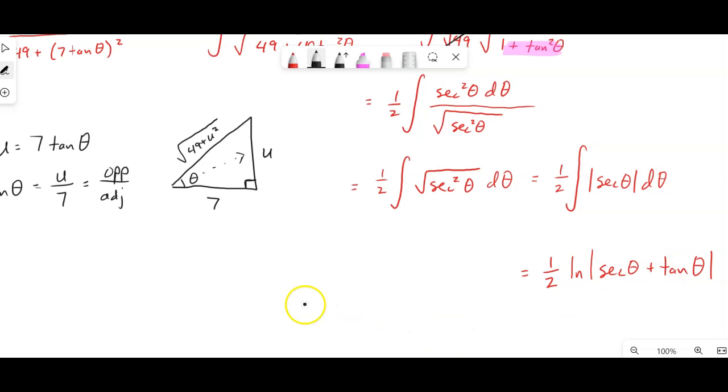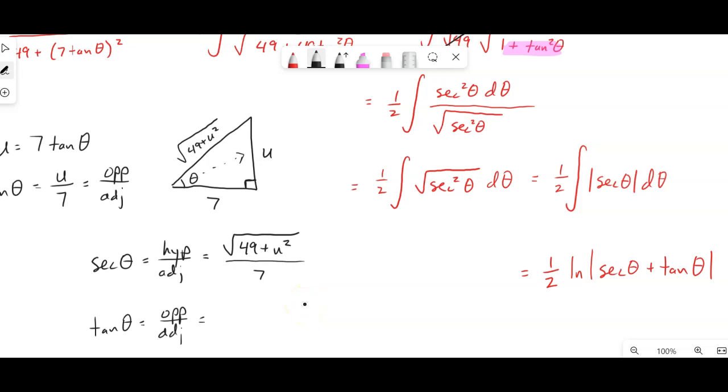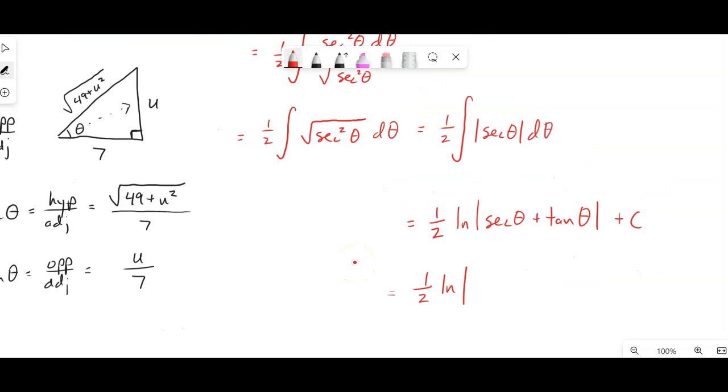Okay, so secant, remember, is hypotenuse over adjacent. The hypotenuse is the square root of 49 plus u squared. Adjacent is 7. And then, like we saw, tangent is opposite over adjacent. The opposite is u over 7. So I end up with secant is square root of 49 plus u squared over 7. Tangent is u over 7.